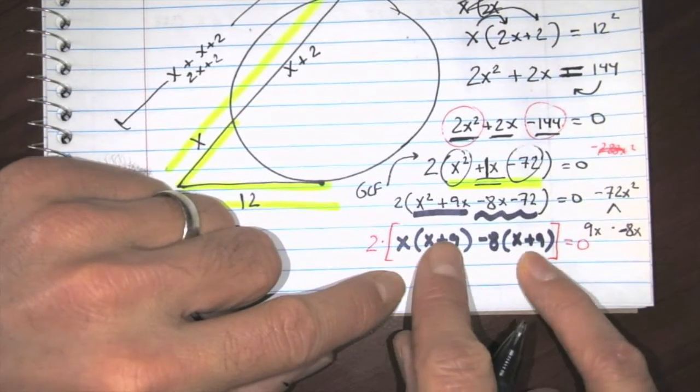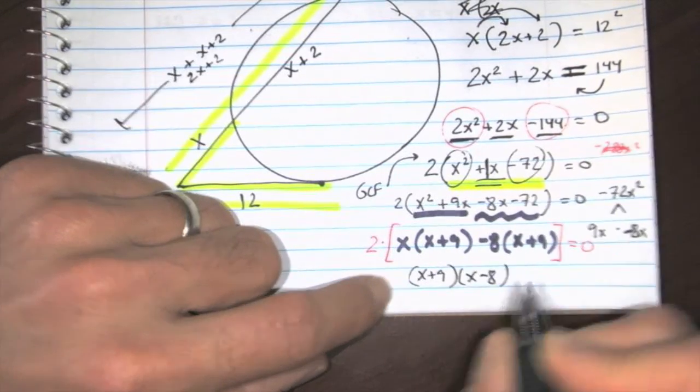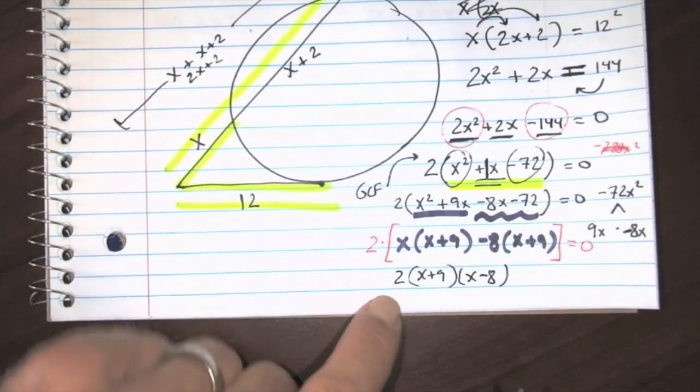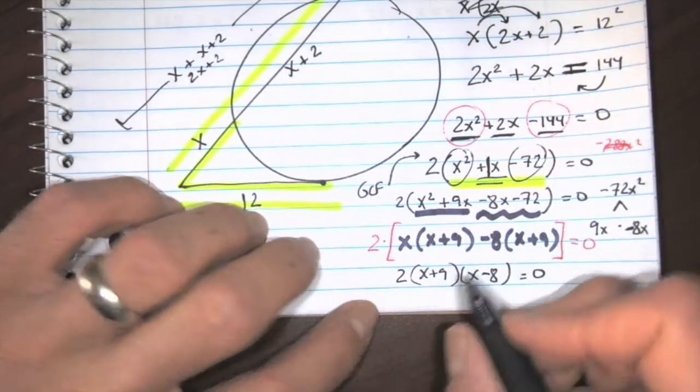And let's write the repeat one time, so that's x plus 9. And we have x minus 8. 2 still comes down. It's the greatest factor. Comes down in the problem. So that's equal to 0. We factored. Nice job. Set them all equal to 0.